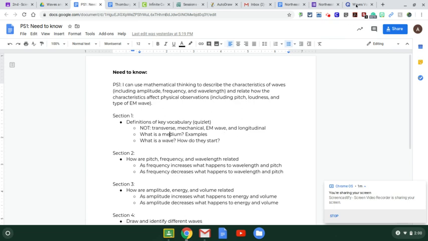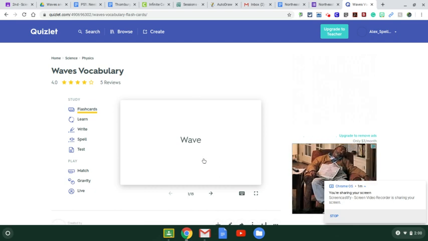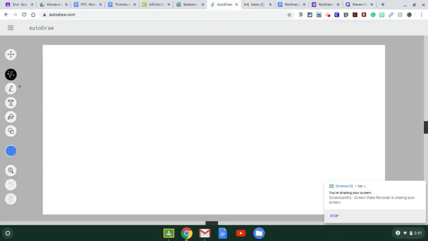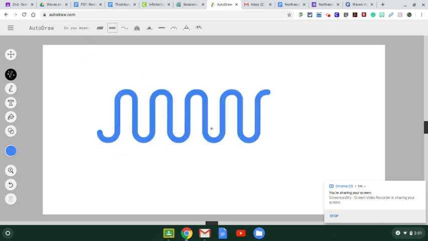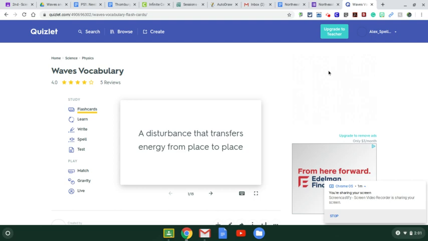We're going to start here with just some basic terminology, and we're just going to go through these flashcards. The very first one is wave. A wave is just a disturbance that transfers energy from place to place. If we go to our drawing tool, we can draw a wave here. And so this is a wave, and the energy of the wave is carried through. The energy moves through the wave.